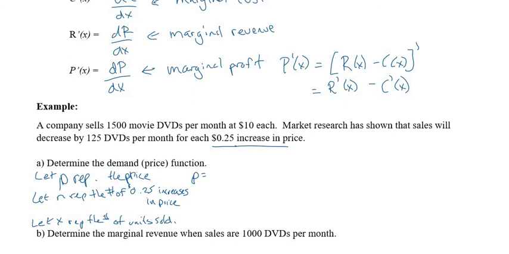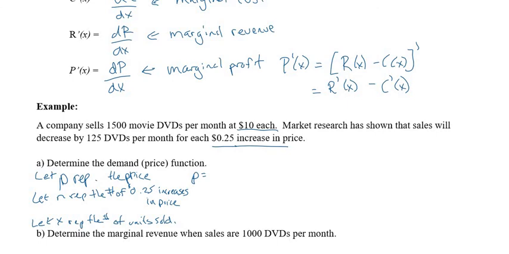So for that, let's use the information from this problem. So let's reread it again. A company sells 1,500 movie DVDs per month at $10 each. Market research has shown that sales will decrease by 125 DVDs per month for each 25-cent increase in price. So essentially, what you should take out of that is that we are starting at $10, and then we're going to have a certain number of 25-cent increases in price.